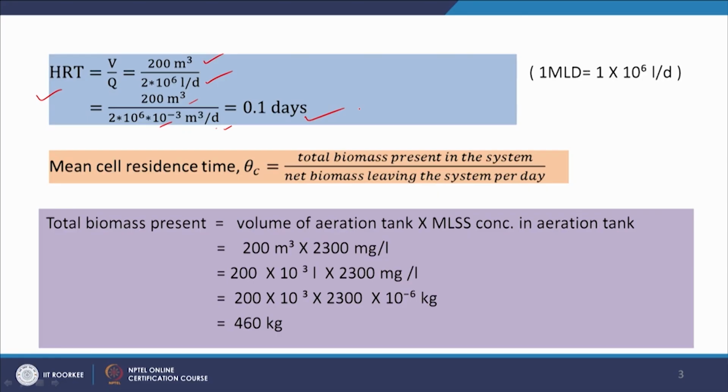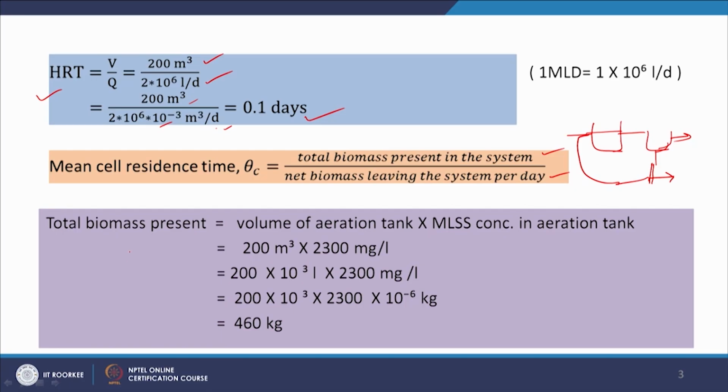And mean cell residence time, that is theta c, we also know that it is the total biomass present in the system, that is in the aeration tank, divided by the net biomass leaving the system per day. So, we have seen that there are two streams. The wastewater goes to the aeration tank, then it will come to your settling chamber and from the settling chamber we will be getting one effluent and another will be sludge. So, some part will be recycled and some sludge will go out. So, there are two outlet streams, that is your effluent water and this is your sludge.